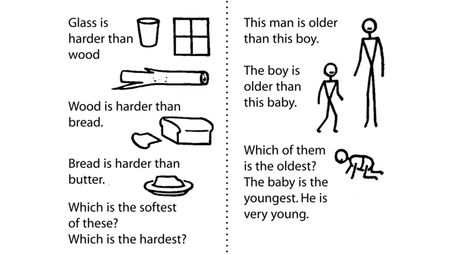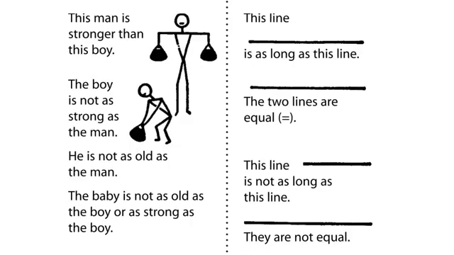Which is the hardest? This man is older than this boy. The boy is older than this baby. Which of them is the oldest? The baby is the youngest. He is very young.